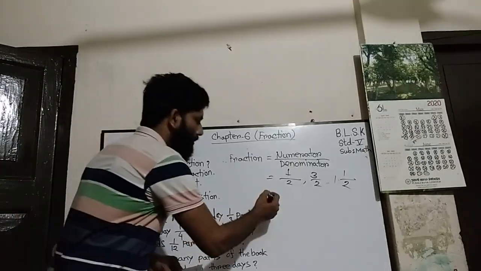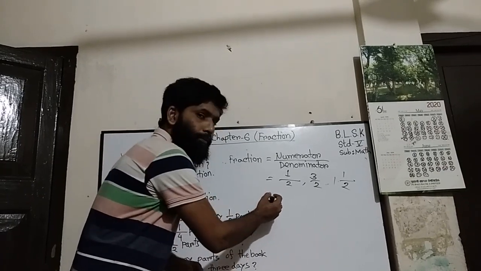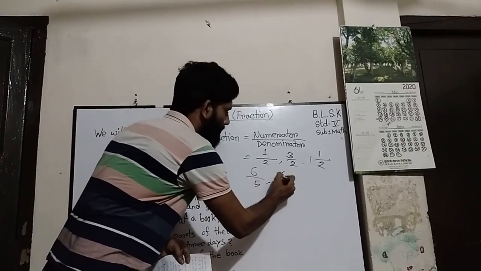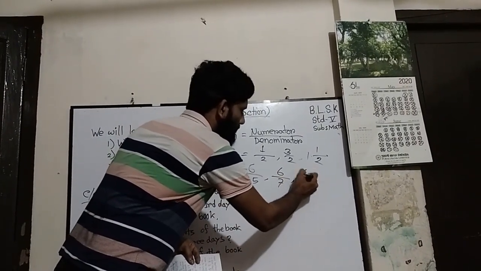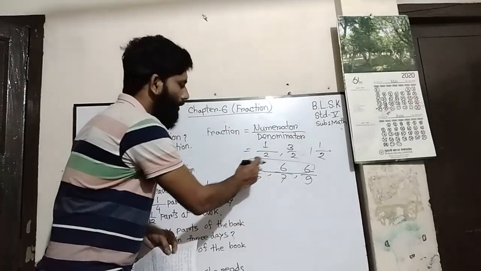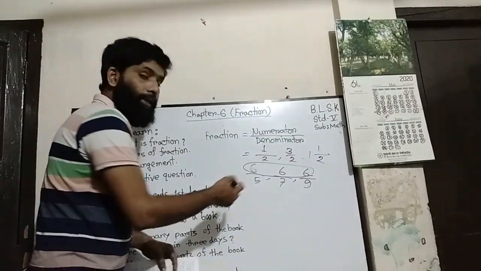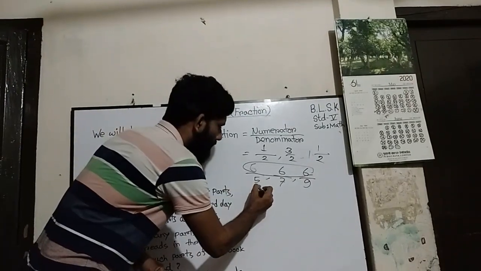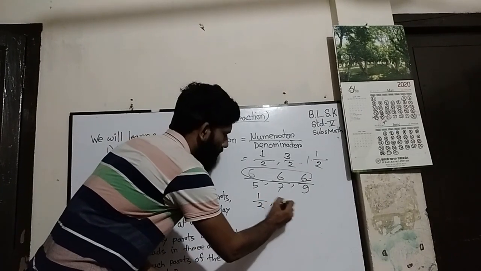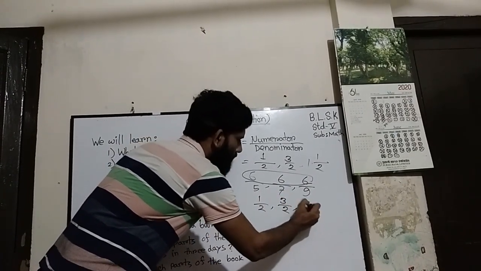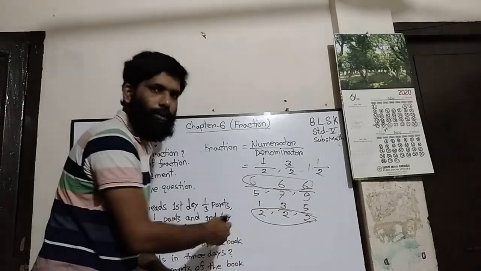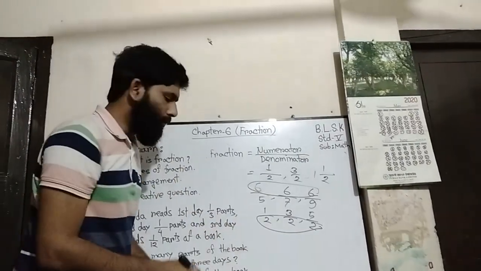What is the example of equal numerator fraction? Look at that, 6 by 5, 6 by 7, or 6 by 9. This is called equal numerator fraction because all the numerators are the same. Equal denominator means, look at that, 1 by 2, 3 by 2, 5 by 2. All the denominators are the same here. That's called equal denominator fraction.